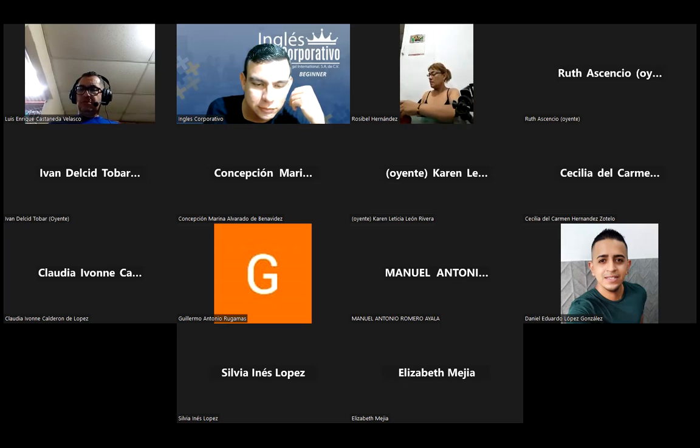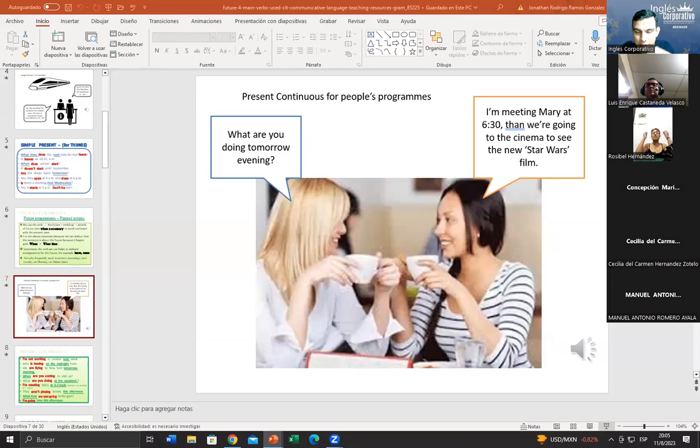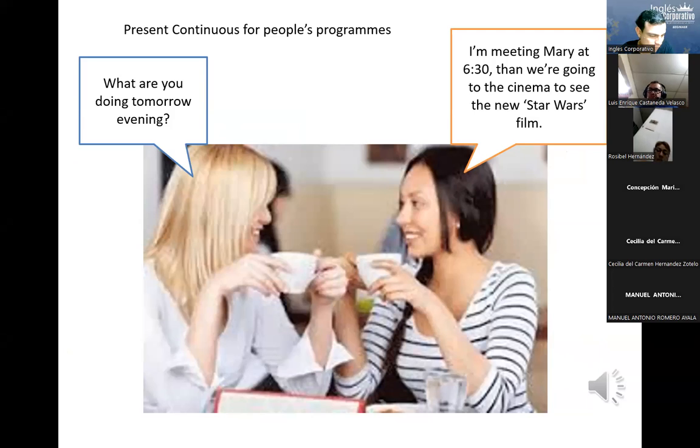Okay, I'm going to show you some examples for you to read, the present continuous as a future tense. Okay, can you see my screen? Present continuous for people's programs. Cuando tiene algo programado, una situación o un evento o un plan que ya tiene programado, podemos utilizar el presente continuo. For example, what are you doing tomorrow evening? ¿Qué harás mañana en la noche? And she says, I'm meeting Mary at 6:30. Then we are going to the cinema to see the new Star Wars film.